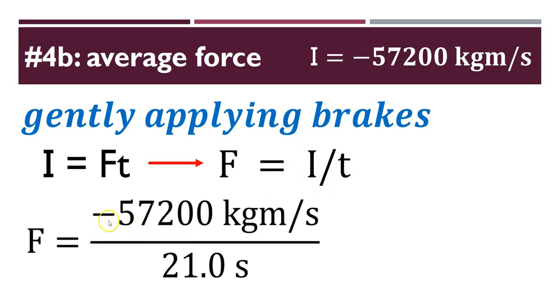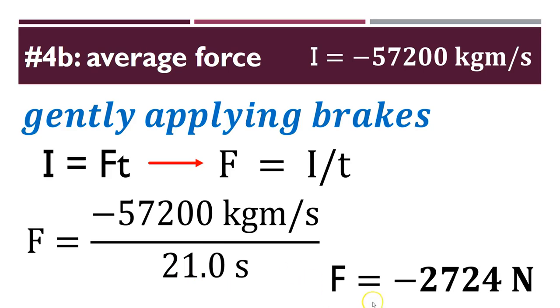So in this instance, we're going to say that our force is equal to negative 57,200 kilogram meters per second divided by our 21 seconds that it takes to stop when gently applying the brakes. When you plug this in your calculator, you get negative 2,724 newtons of force in the negative direction is being exerted on the vehicle in this case.